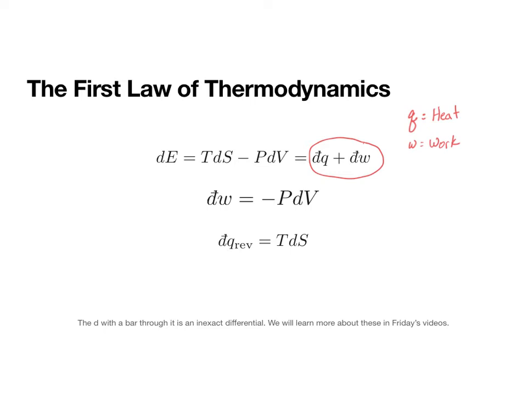So now the change in work is really defined to be negative PdV, and Q is defined to be TdS based upon the relationship with this total differential that we derived in a previous section. So we can see how the direct substitution works in this equation.